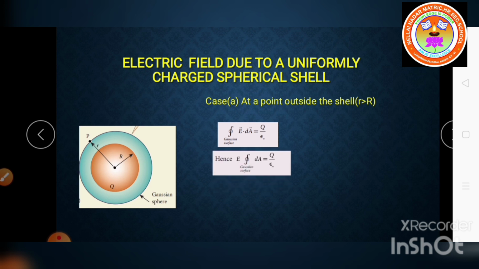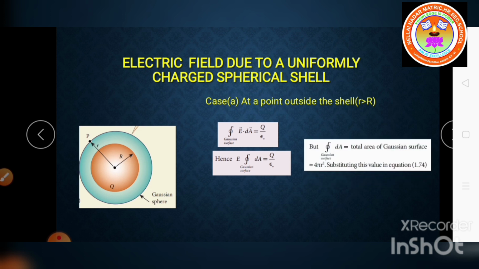So we can take the next step, E as common. When you take E common, don't forget to put the closed integral here, because we are going to apply Gauss law for the closed surface. So E times closed integral over the Gaussian surface of dA equals Q by epsilon naught. Listen children, here I have taken the small area dA. If I want to calculate the total area of this Gaussian surface, it is in the shape of a sphere.